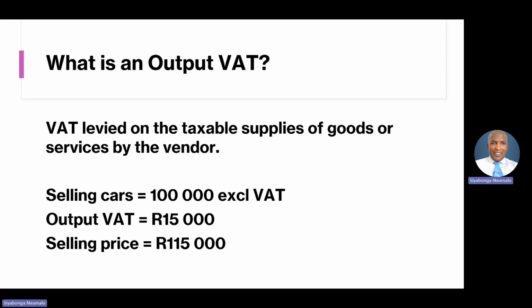So what is an output VAT? An output VAT is basically VAT that is levied on your taxable supplies of goods or services by the vendor. So let's say, for instance, you're a company selling cars. Every time you sell a car, you have to pay VAT on it.